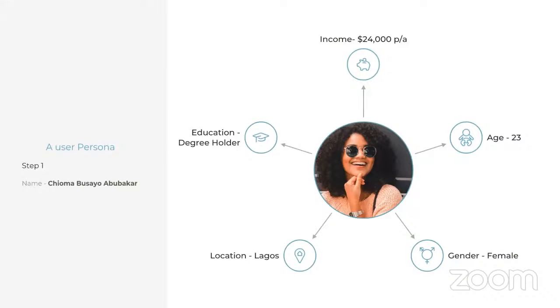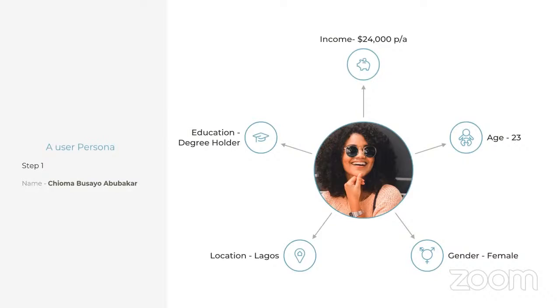Now I want to address some basic questions here. Access some basic information. Number one, demographic information rather. Where does she stay? She stays in Lagos. What is her age? She's 23 years. What is her education? She's a degree holder. Her gender is female. Does she work? Yes. What is her income? She earns $24,000 per annum. Now, let's say Chioma Busayo Abubakar is a receptionist in a fashion organization, right?